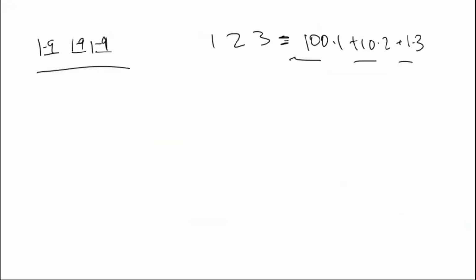How we do this is you can think of the number 123 just as an example. This is 100 times 1 plus 10 times 2 plus 1 times 3. And so we can use these same placeholder values here as well. So we can do 100 times whatever number, plus 10 times whatever number, plus 1 times whatever number.